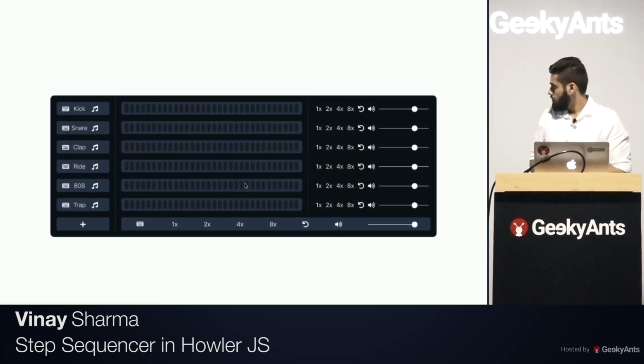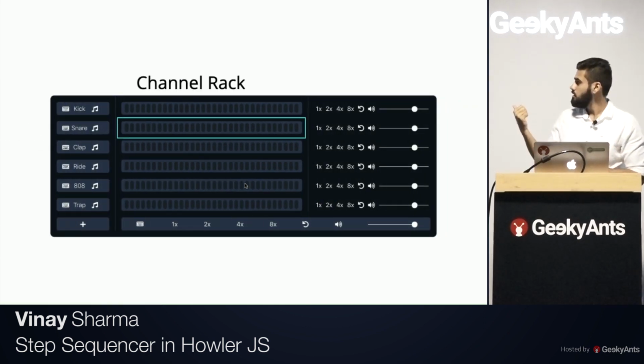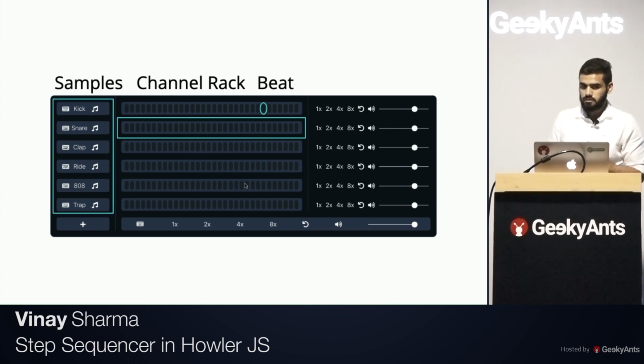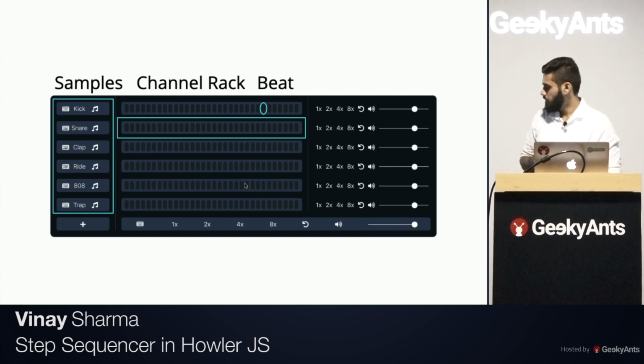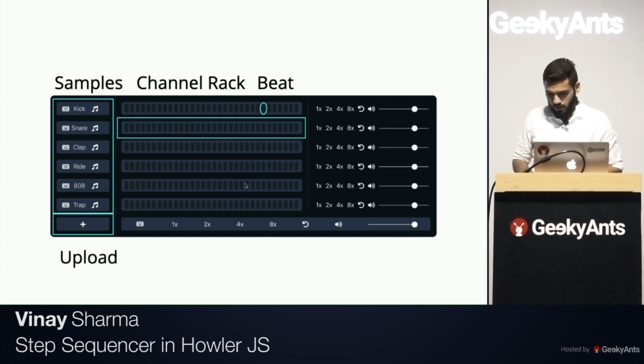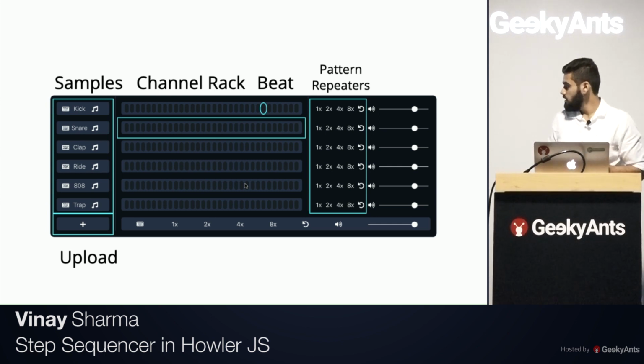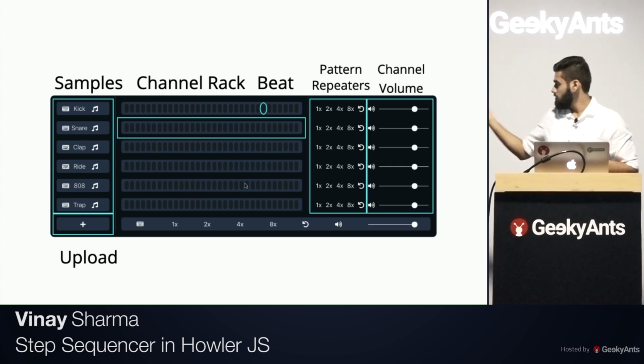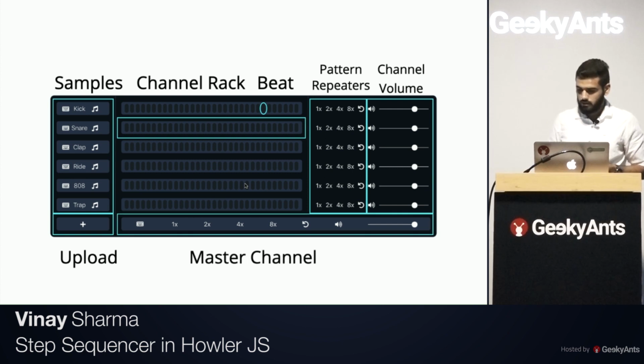So here we go into the step sequencer. This is a channel rack, and each bar in this is known as a beat. These are the samples, like we talked about, kick, snare, cymbal. And if you don't like the samples provided by me, you can definitely upload your own. After that, we have pattern repeaters, the volume controls for each and every specific channel rack, and a master channel which controls the overall volume of our step sequencer.